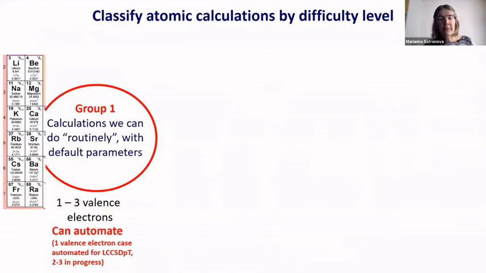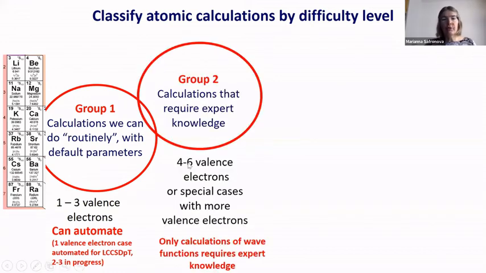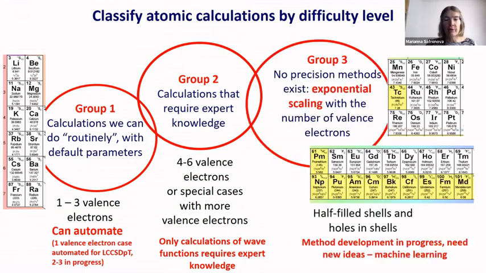So to summarize, how do we classify the difficulties of atomic theory computation? We can classify the group 1. For the group 1, it's 1, 2, 3 valence electrons that we can do routinely. So in this case, the codes can be turned into software. Group 2, 4, 6 valence electrons, we can still do high precision computation as I've just shown. And generally, the computation of wave functions still requires expert knowledge, but everything else is very straightforward. And then for the mid part of the periodic table, half-filled shells and holes and shells, that method development is in progress.